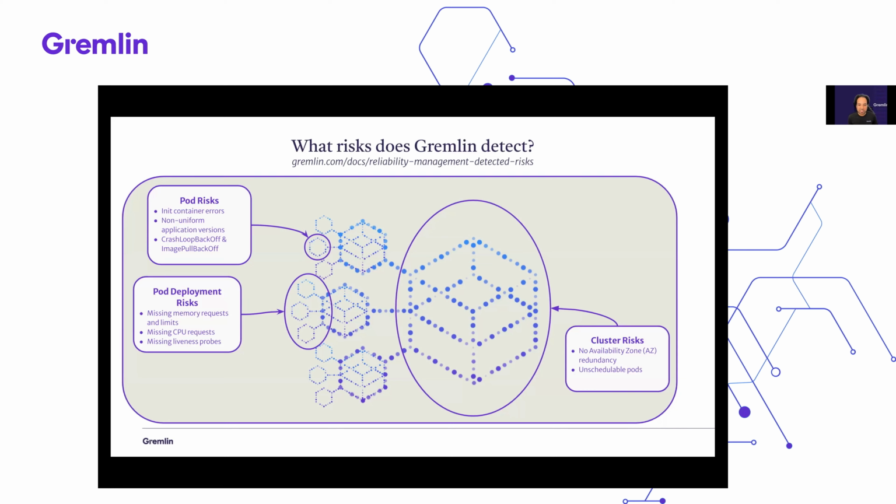And lastly, unschedulable pods is exactly what it sounds like. We look for any pods that can't be scheduled onto a node. They might have that unscheduled status or that pending status that pods tend to get stuck in when Kubernetes can't figure out where to deploy them or how to deploy them. While this might sound like a pod risk on the surface, not being able to schedule pods is almost always a problem with the cluster itself.